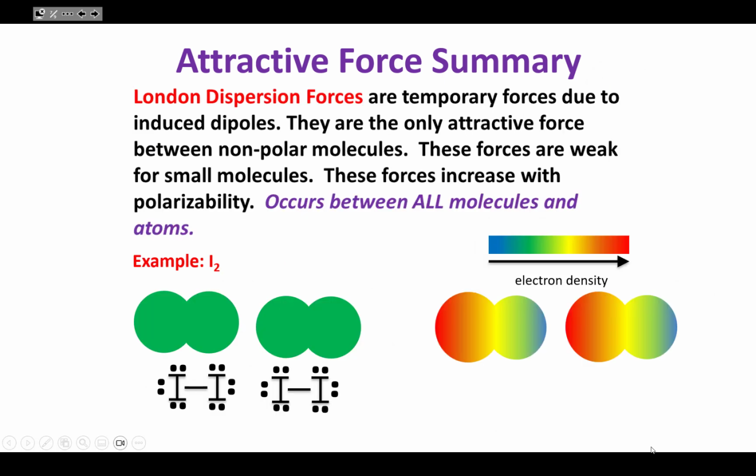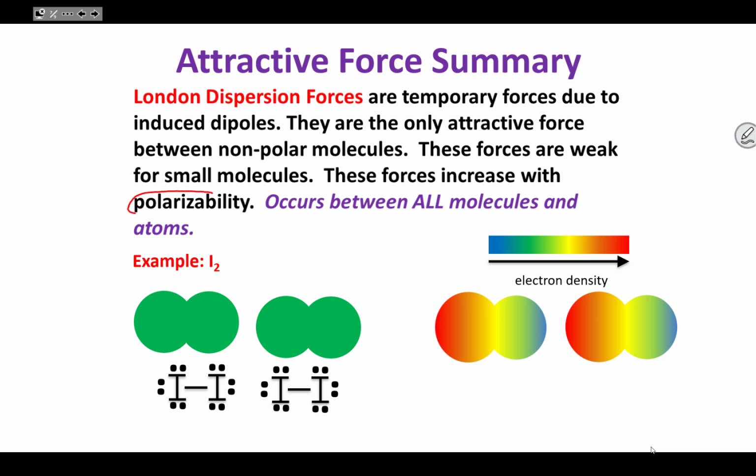The last attractive force I'm going to discuss is the London dispersion force. London dispersion forces are also known as van der Waals forces, or just dispersion forces for short. And what they are due to are temporary forces due to induced dipoles. They are the only attractive force between nonpolar molecules. They tend to be very weak for small molecules, and these forces increase with polarizability.